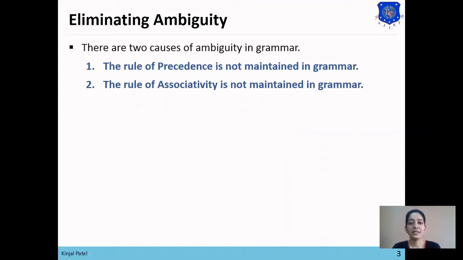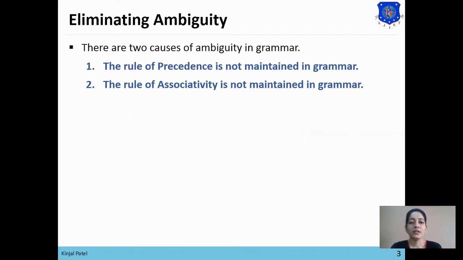The rule of precedence says that if there are two operators with different priority, then the operator with higher priority should be at the lowest level in the grammar and also in the parse tree. And if the operator has lower priority, then it should be at a higher level in the grammar and in the parse tree.